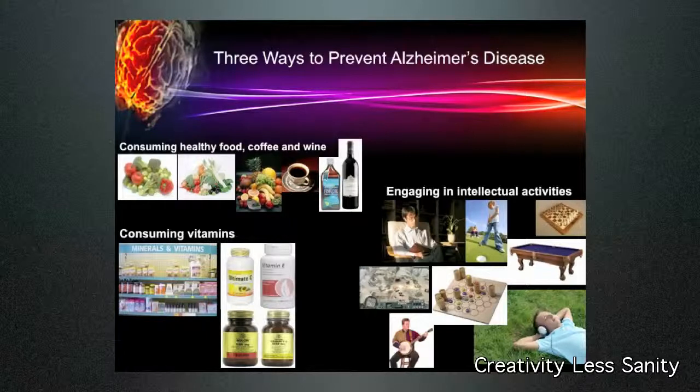Let's talk about engaging intellectual activities. Picture of chess is enough. I mean, chess is an intelligent game. Healthy food. We already have one picture of fruits, vegetable. Why do we need to see three pictures? Consuming vitamin, one picture is enough. So this slide is a good example of a presenter overgeneralizing and overdoing his presentation.